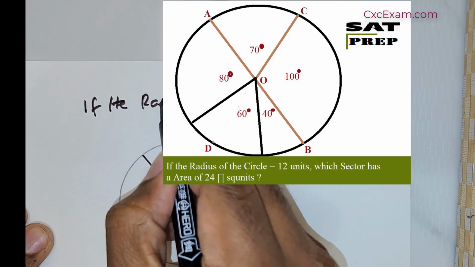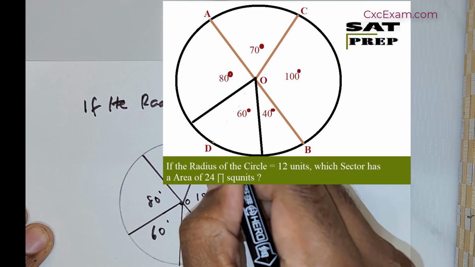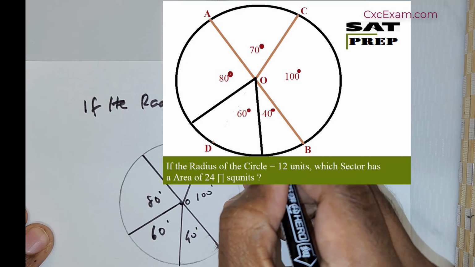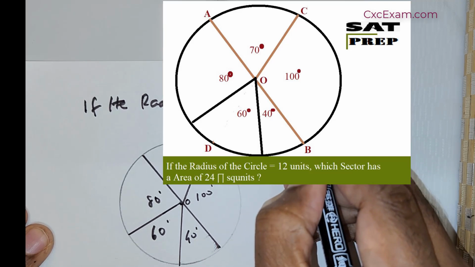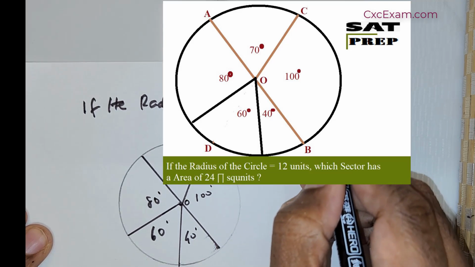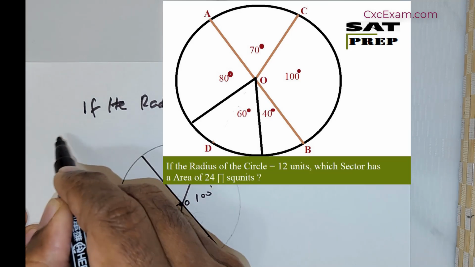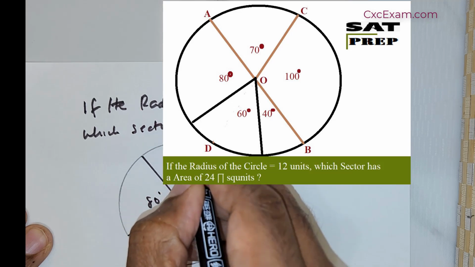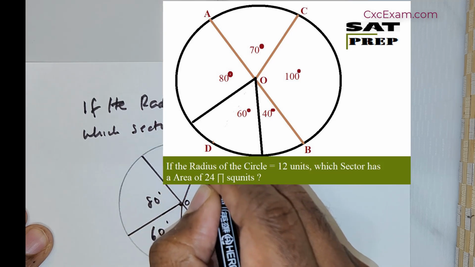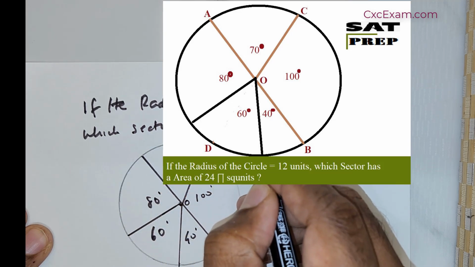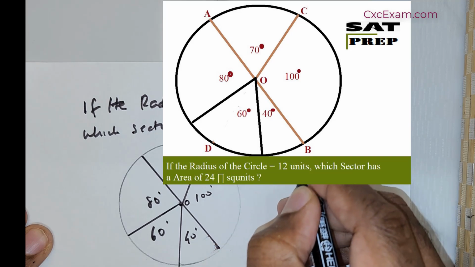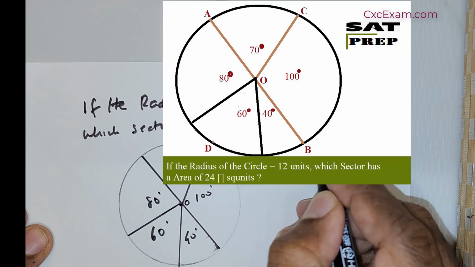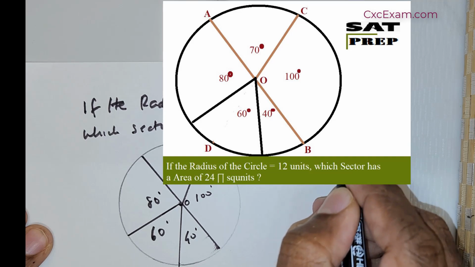The radius of the circle is 12 units. Which sector has an area of 24 pi square units?